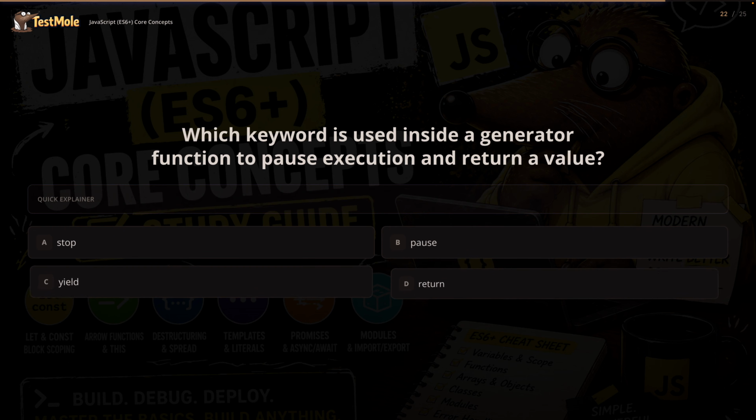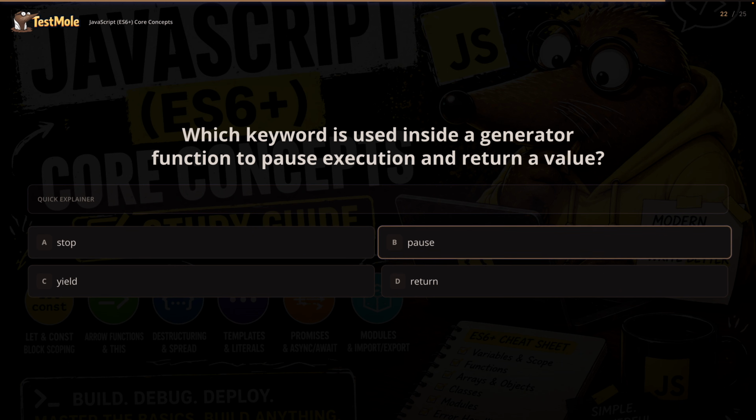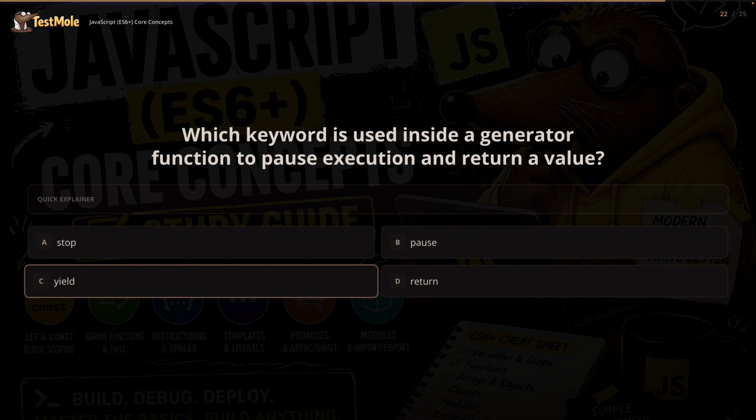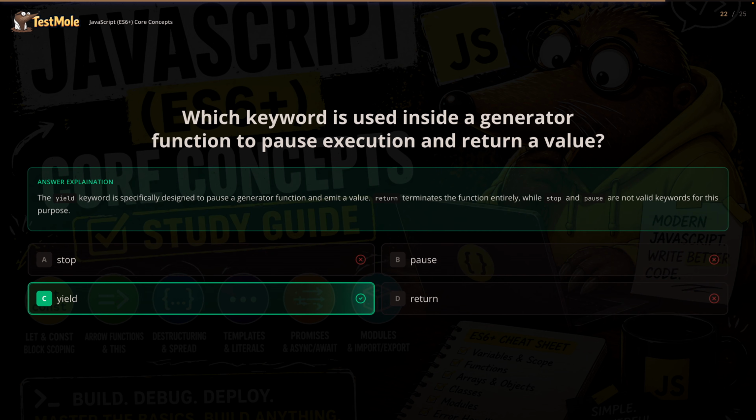Let's review the options. A. Stop. B. Pause. C. Yield. D. Return. The answer is C. The yield keyword is specifically designed to pause a generator function and emit a value. Return terminates the function entirely, while stop and pause are not valid keywords for this purpose.